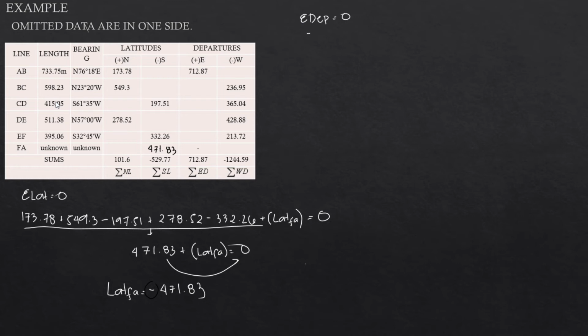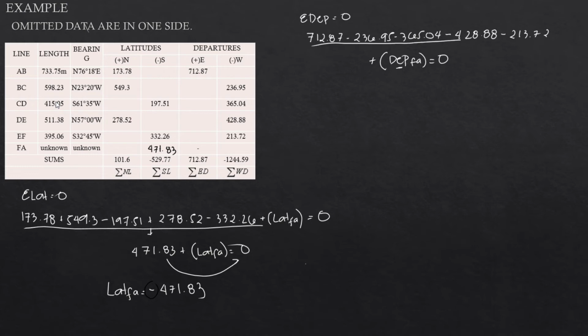So, meron tayong departure ng AB is 712.87 minus 236.95 minus 365.04 minus 428.88 minus 213.72 plus yung departure ng line FA is equal to 0. Di pa natin alam kung south or east yung departure FA natin. Okay, so ilan to? Pag-add nyo yung mga yan.